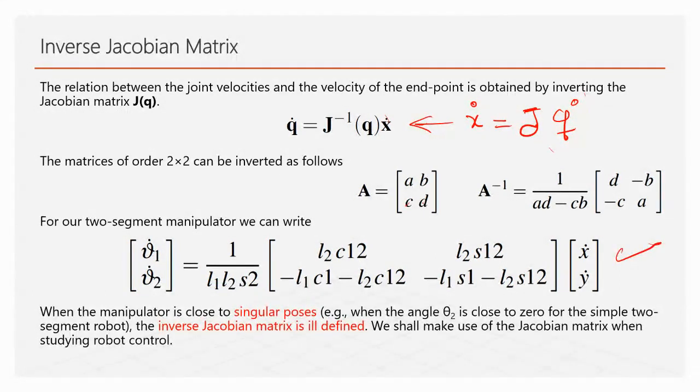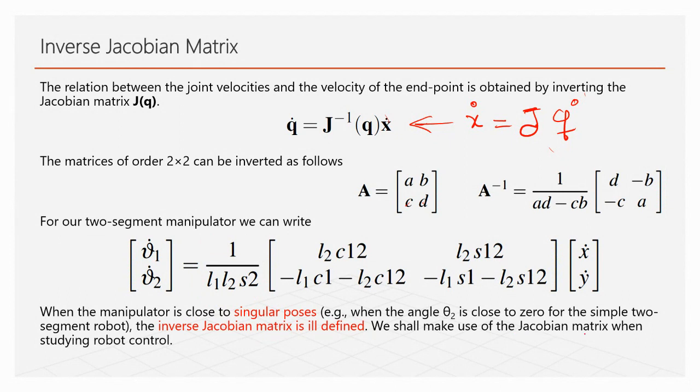We could write this, and when the manipulator is close to the singular poses, when the angle theta 2 is close to 0 for the simple two-link robot, the inverse Jacobian matrix is ill-defined. When the determinant is 0, you actually get division by 0. That's why your robot might do something which you don't understand, you don't expect, you don't want. The inverse Jacobian matrix is ill-defined.